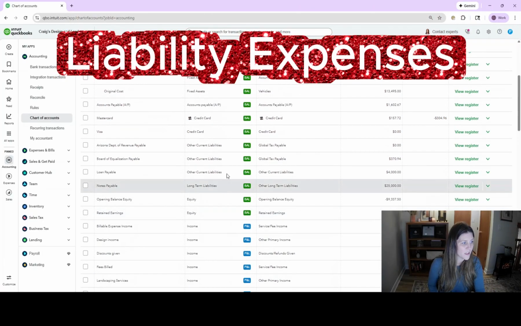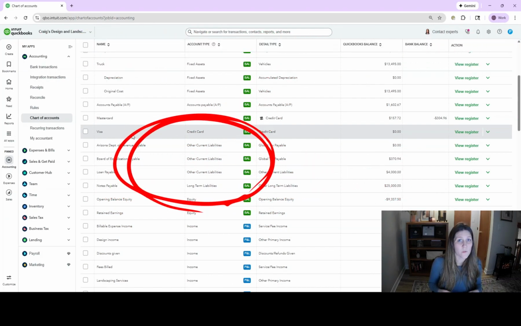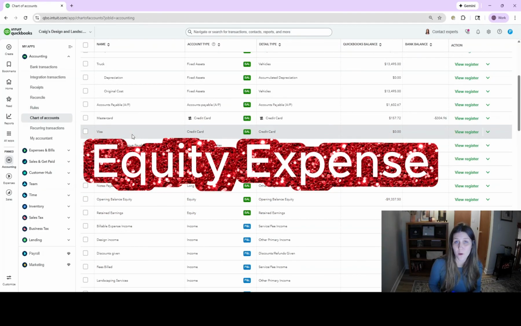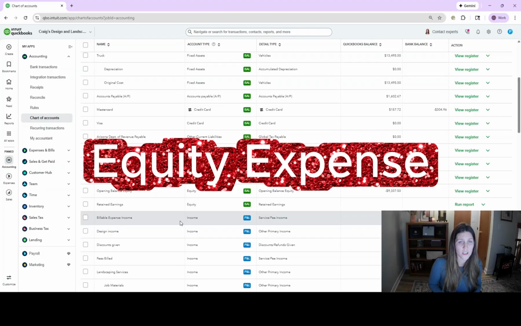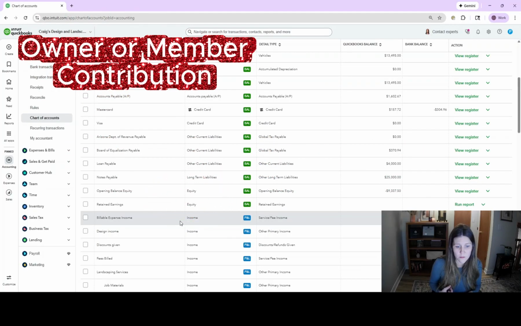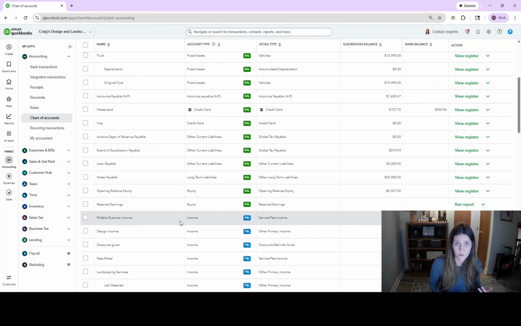Now, a liability is money that you owe, not money that you spent. An example of this would be a loan payment. Only the interest portion of paying a loan would be considered an expense. The principal payment reduces the loan balance. Another type of transaction that isn't an expense is an equity transaction. Equity transactions usually involve the owners. Examples of this would be an owner's contribution, or an owner draw where the owner takes money out of the business for personal use. These should never be categorized as expenses.